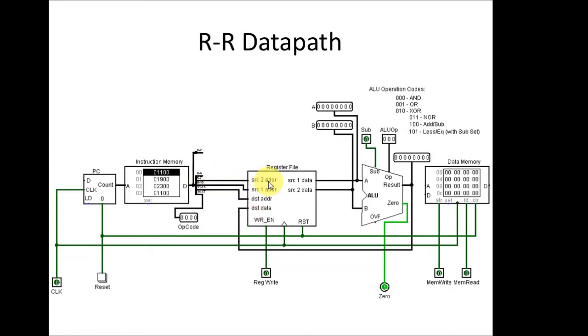You can see we make the connections here, pass them through, so these two addresses go to the register file. That causes these two to be updated and passed to the ALU. The result is brought back in, and it's written to whatever the destination address is.